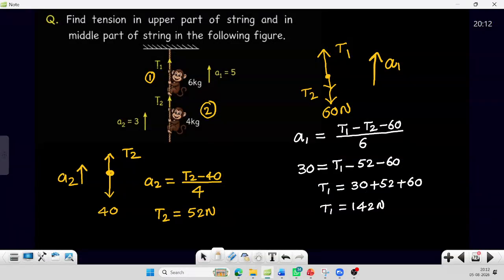Here you need to understand: for the first monkey, T2 acts downwards, but for the second monkey, the same tension acts in the upward direction. You need to understand this point, it is crucial. For this monkey the tension acts upward, but with respect to the other monkey, the tension acts in this direction.